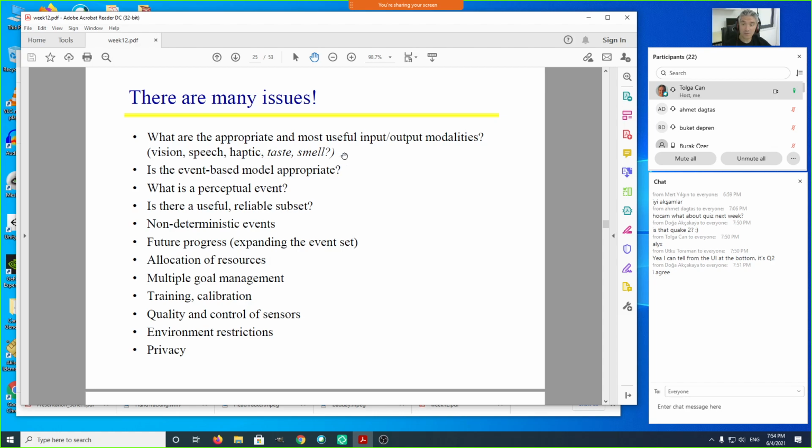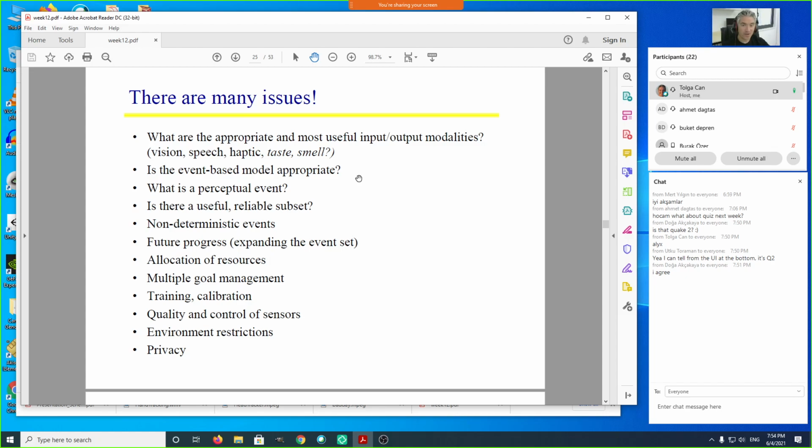What are the most appropriate and most useful input-output modalities for certain functions, certain tasks? Where should you use vision? Where should you use speech? Which one is good in which task? There are still some questions to be answered, depending on different tasks. Is the event-based model appropriate? Which means that, for example, when I come into my office and sit in my chair, detecting that as an event and responding according to that.